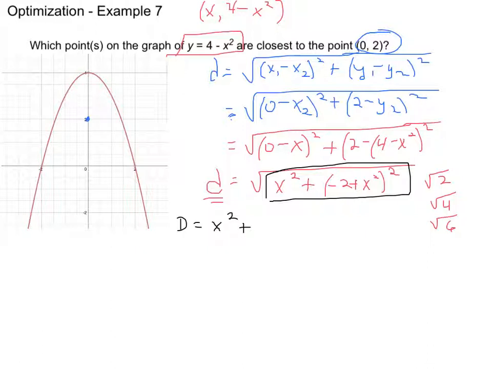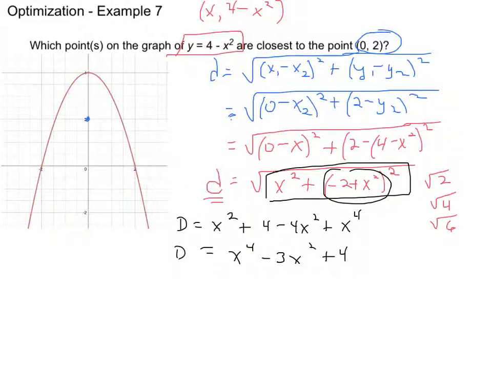So then I'm going to multiply this out and clean up this function a little bit before I take the derivative. So this is going to be 4 minus 4x squared plus x to the 4th. That's that second piece, all multiplied out. All right, and so what I have is x to the 4th minus 3x squared plus 4. And that's representing my distance, but what it really is is the distance underneath the radical, okay? All right, now I can take the derivative of this.